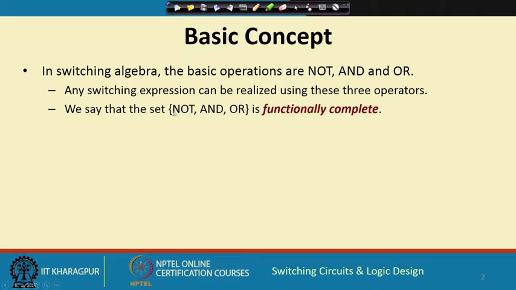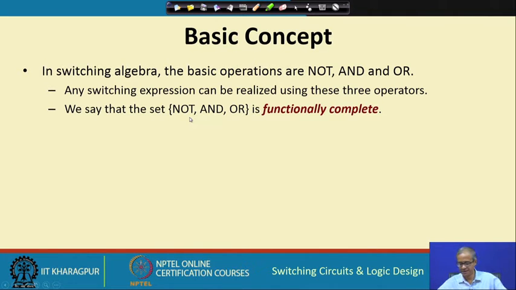So, this set AND, OR, NOT is by definition functionally complete, because the definition of switching algebra says that with respect to the variables and the constants, these three basic operations are defined, AND, OR and NOT. So, if you have gates to perform these three basic operations, you can realize any switching expression, because switching expressions are formed only using AND, OR and NOT operators. So, the first thing we can say is that NOT, AND and OR are functionally complete.